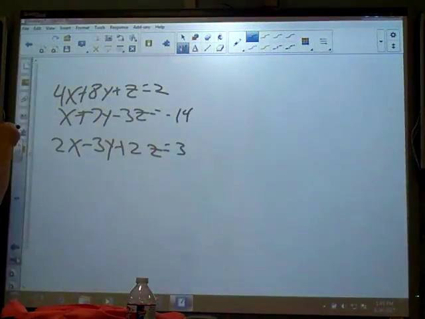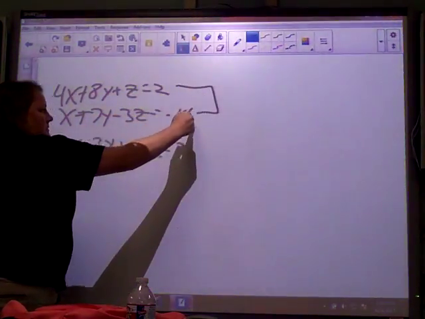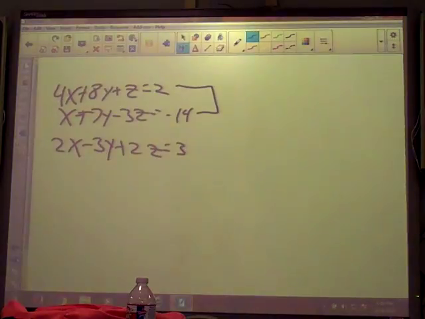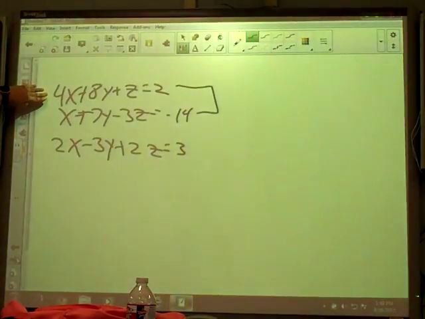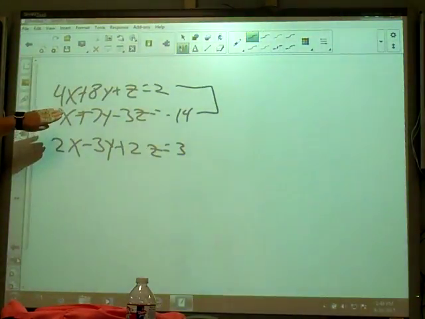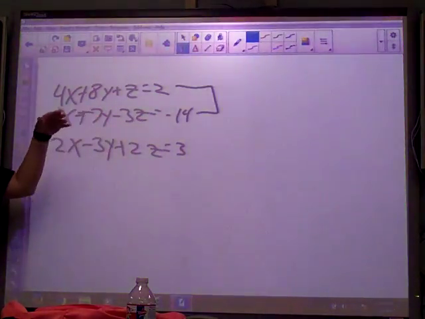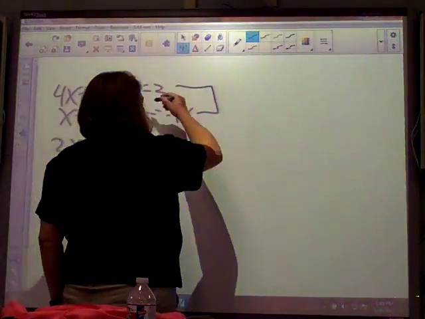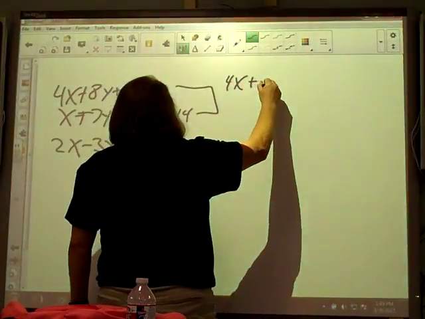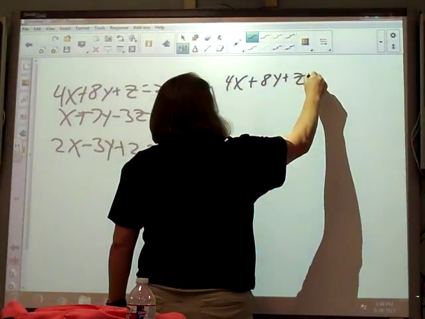Second? Third? Okay, these 2? Yes. All right, so to eliminate the x's on those 2, this one's already got a 4x, so I have to multiply this whole equation number 2 by 4 to get it a 4x also. Remember doing that? So that's going to get us, just rewrite the first one. 4x plus 8y plus z is equal to 2.